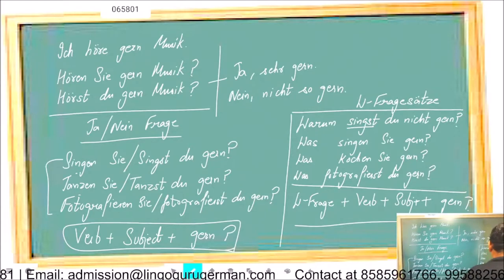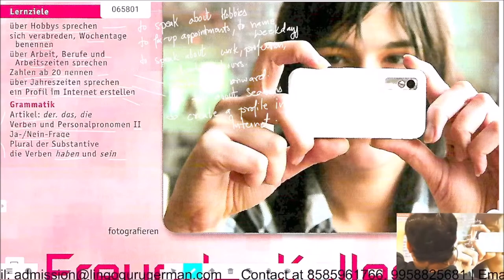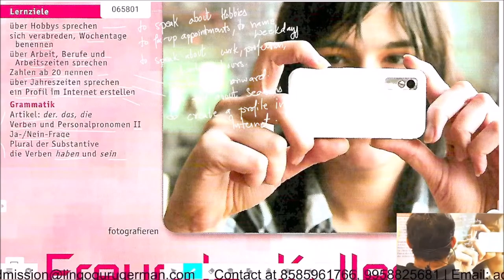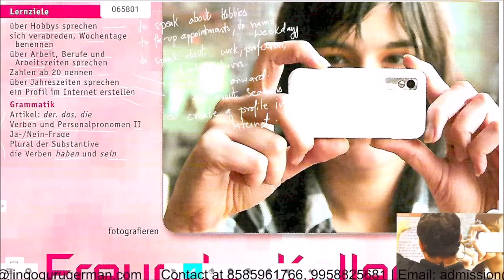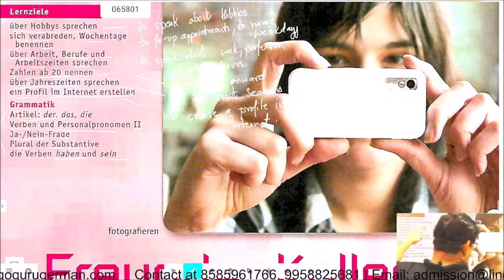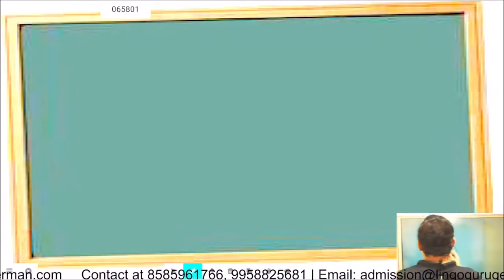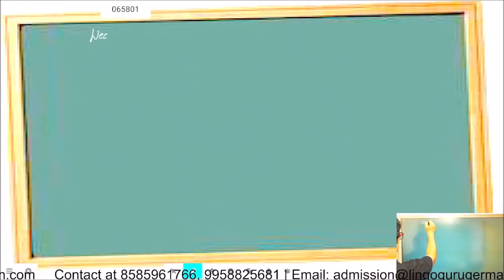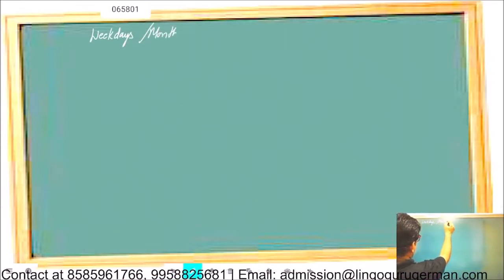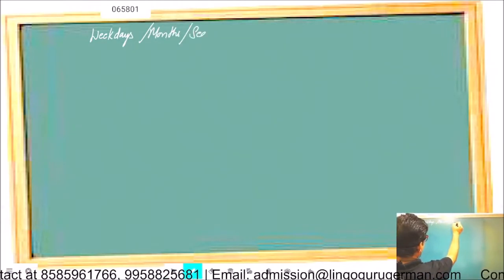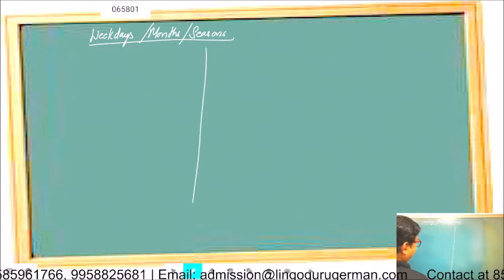All right. So that's what we talk about our hobbies. Now we are going to go to the second part of the lesson, which is to fix appointments or name weekdays. So when we say weekdays, we'll do here weekdays, months and seasons. All these three things at the same time.